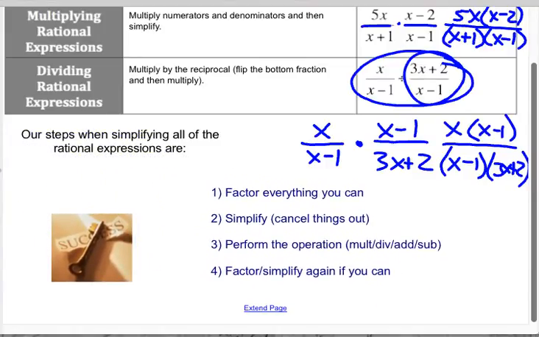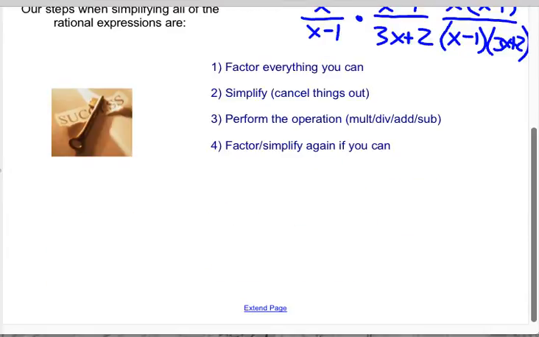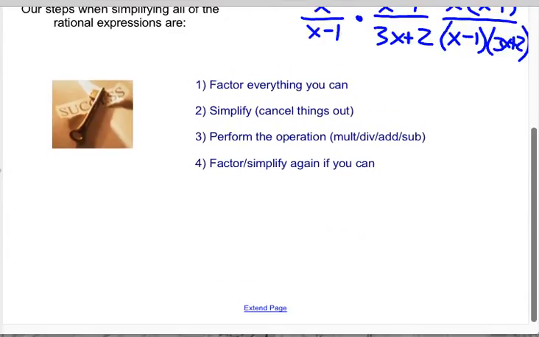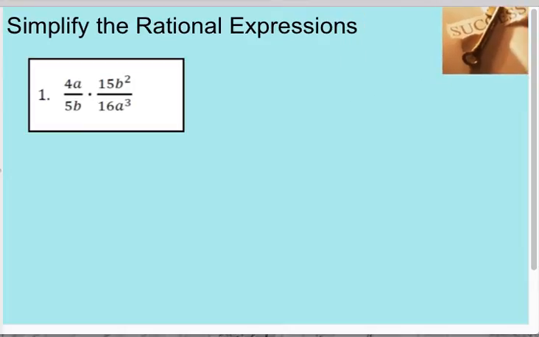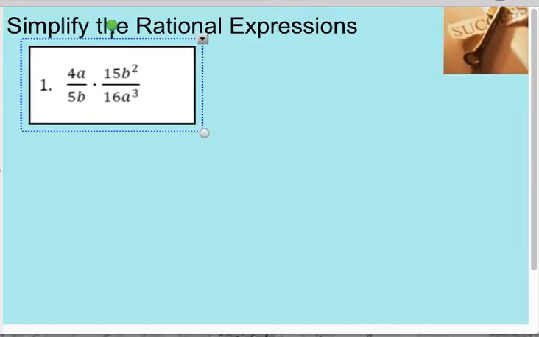Keys to success here. When you're simplifying these fractions, whether that's just a ratio that you're simplifying, or a multiplication problem, or a division problem, factor everything you can. A lot of things you won't be able to factor, but some you can. Simplify, that means cancel things out when you can. Perform the operation, the multiplication, division, whatever it is. And then once you get your answer, you should factor it and simplify it again. So let's look into these a little bit. Here are our keys to success. We'll move those off for a second.